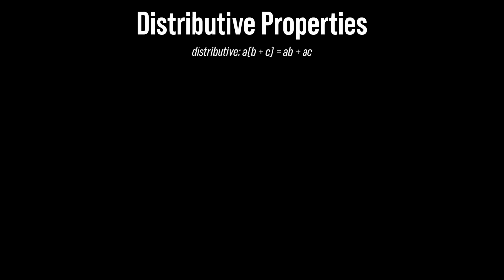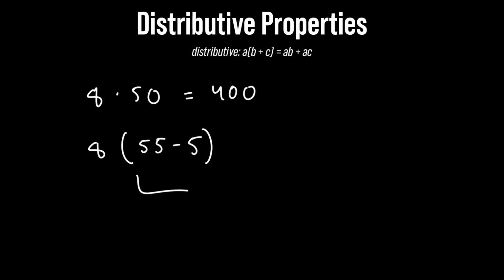There are several ways you can rewrite expressions using the distributive property. Let's take 8 times 50. This is equal to 400. How can you rewrite this using the distributive property? Well, an equivalent expression would be 8 times (55 minus 5), because 55 minus 5 we know is 50. So these two expressions are the same.